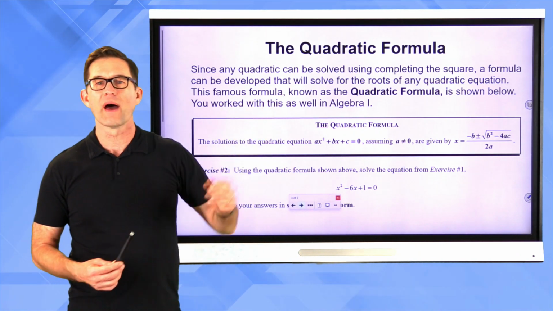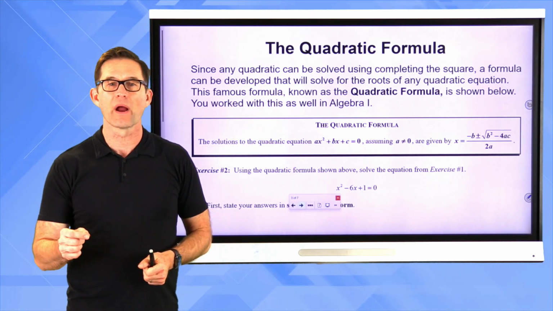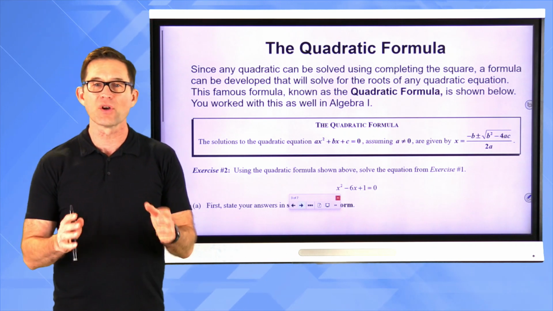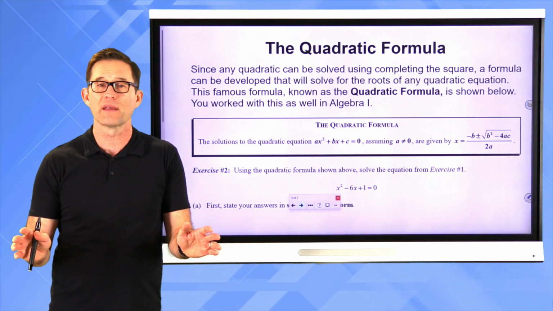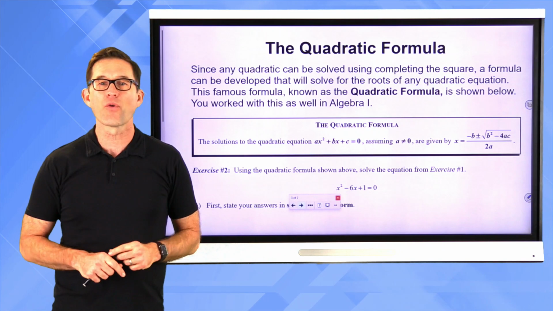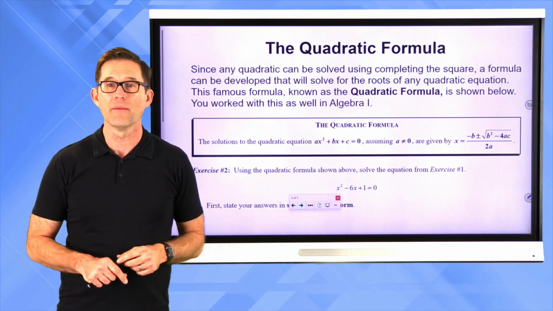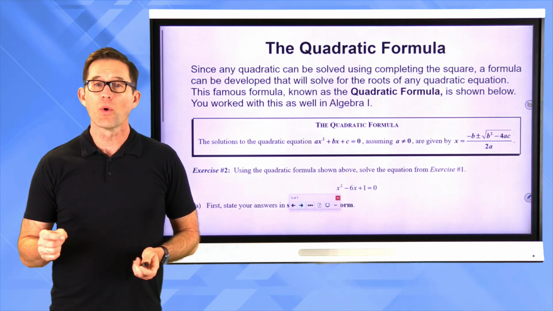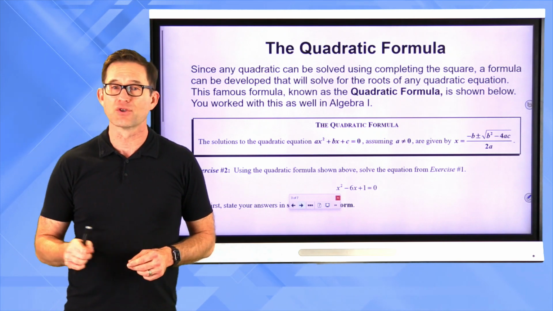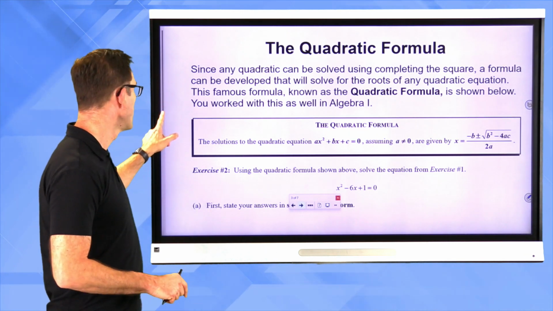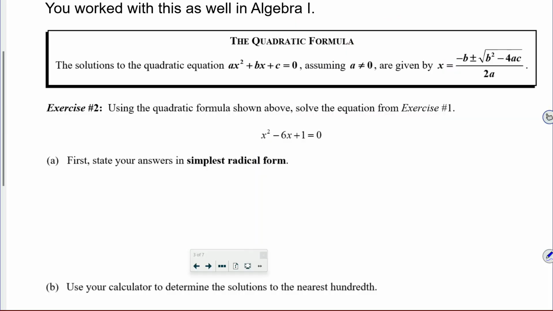Since any quadratic can be solved using completing the square, a formula can be developed that will solve for the roots of any quadratic equation. This famous formula, known as the quadratic formula, is shown below. You worked with this as well in Algebra 1, so let's review the quadratic formula.